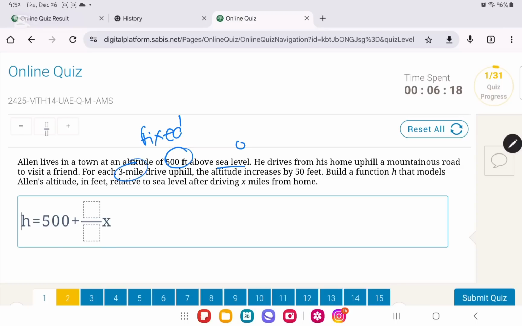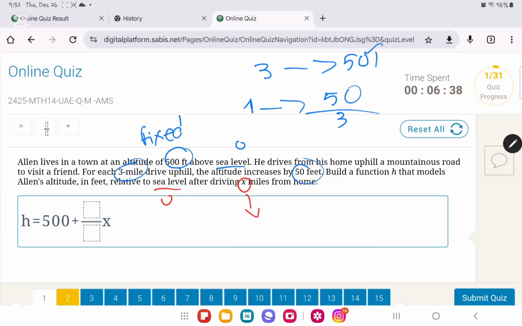So for each 3-mile drive, every 3 miles, the altitude increases by 50 feet. So what about 1 mile? It increases by 50 divided by 3 feet. Now they're telling us in feet, Alan's altitude in feet relative to sea level, after driving x miles from home is very simply the fixed altitude that was already from his home, which is 500 feet.